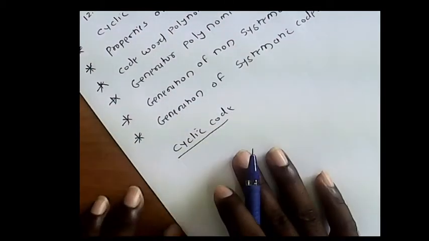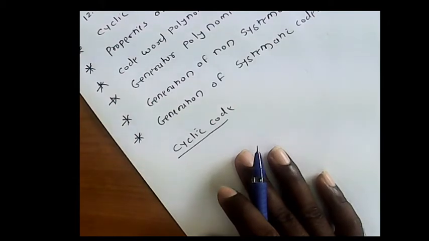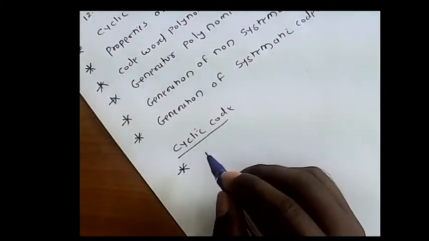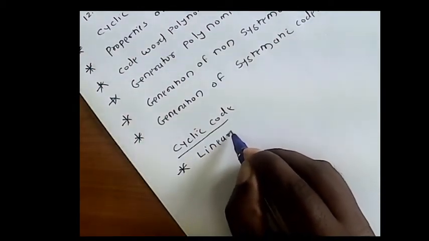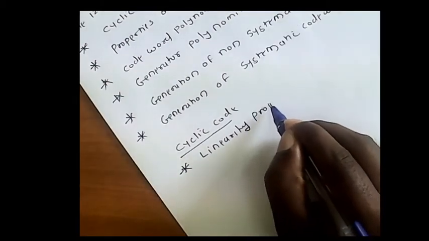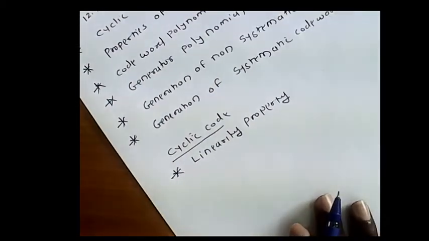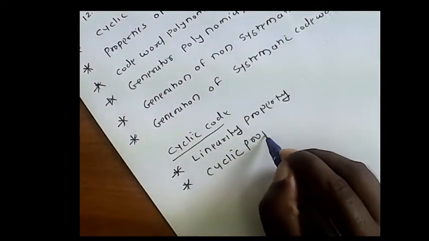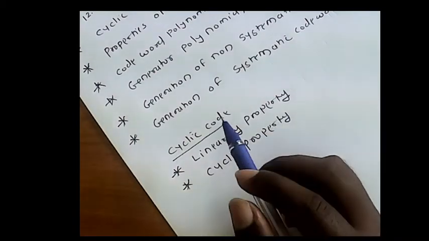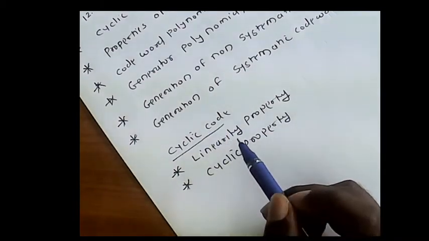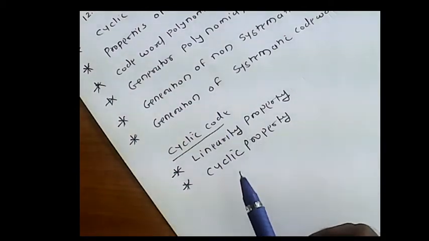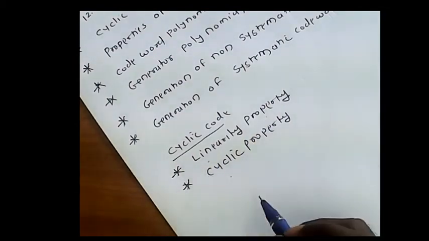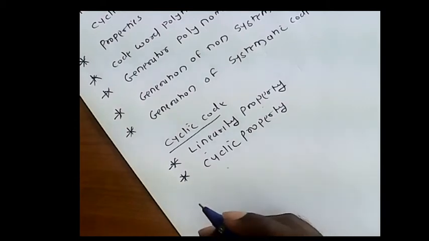So a code to be a cyclic code must satisfy two properties. So which are the two properties? First one is the linearity property, and the second one is nothing but the cyclic property. A code which satisfies these two properties, we call a cyclic code. So first, what is meant by linearity property?